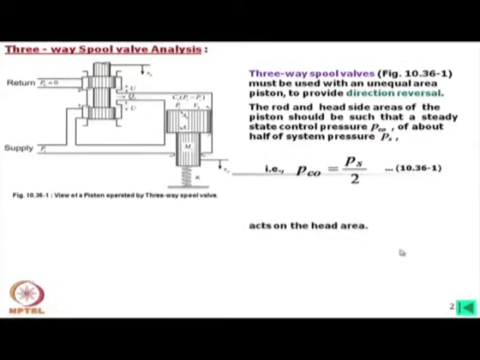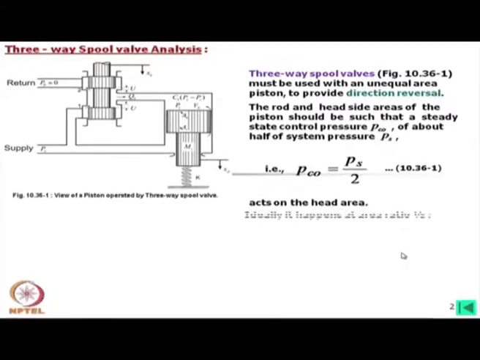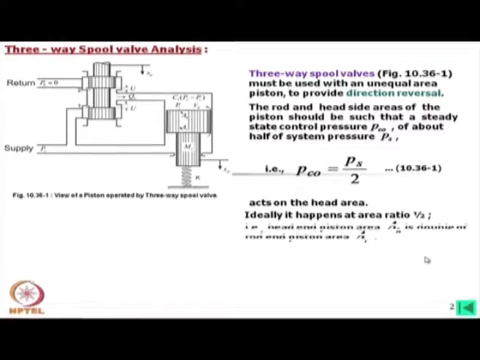Now, for that what we would do, ideally it happens at area ratio half. What does it mean? That the head area of piston AH is double the rod end area AR. That means, here the AR is the annulus area. The head area means the full area. So, full area should be double of that annular area.